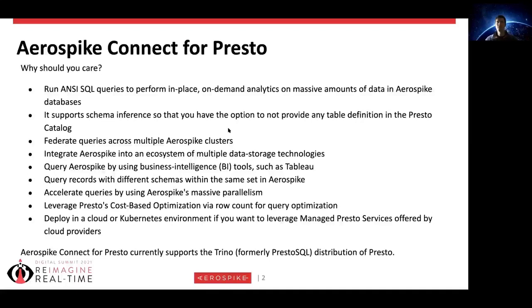Aerospike has 4,000 partitions per namespace. Presto has the limit of 2 billion splits. A split is a parallelism unit of Presto. In the Aerospike connector, we know how to leverage it and support the maximum parallelism of Presto. So you can run 2 billion Presto jobs in parallel on top of Aerospike.